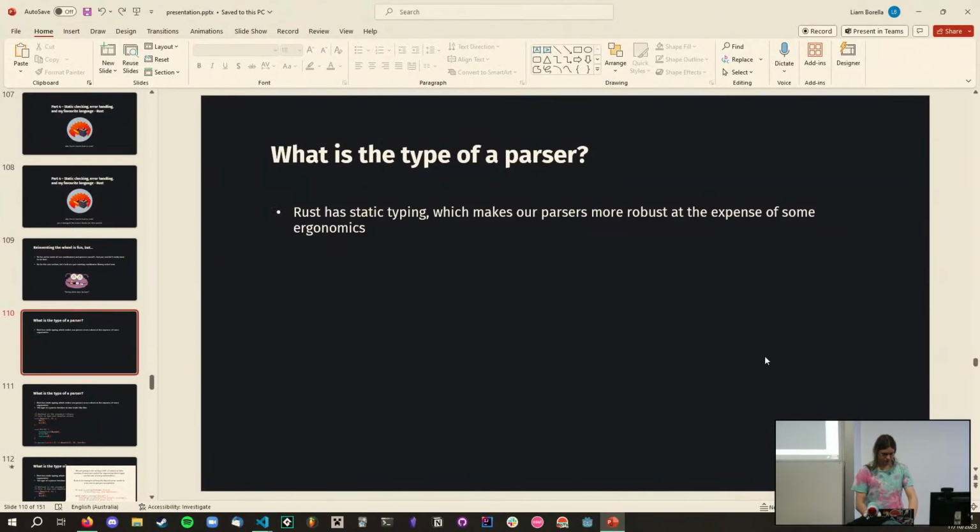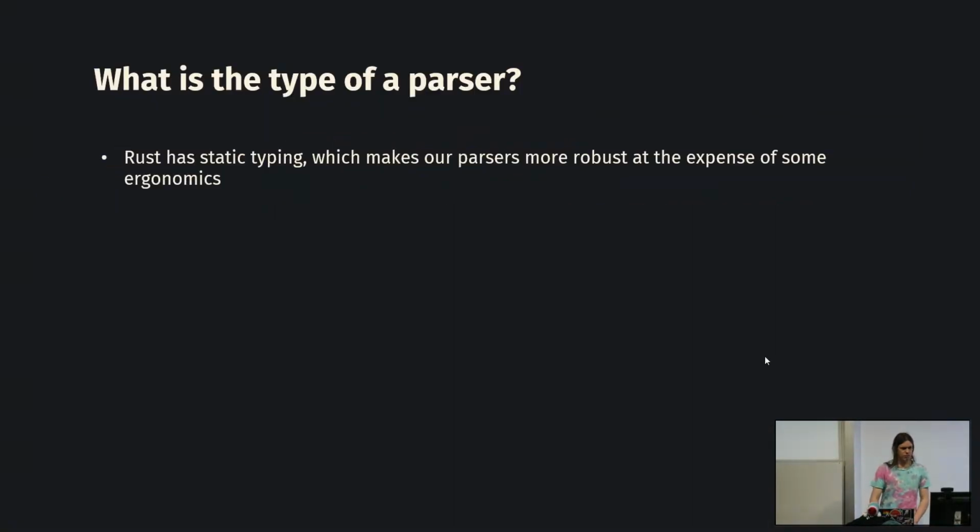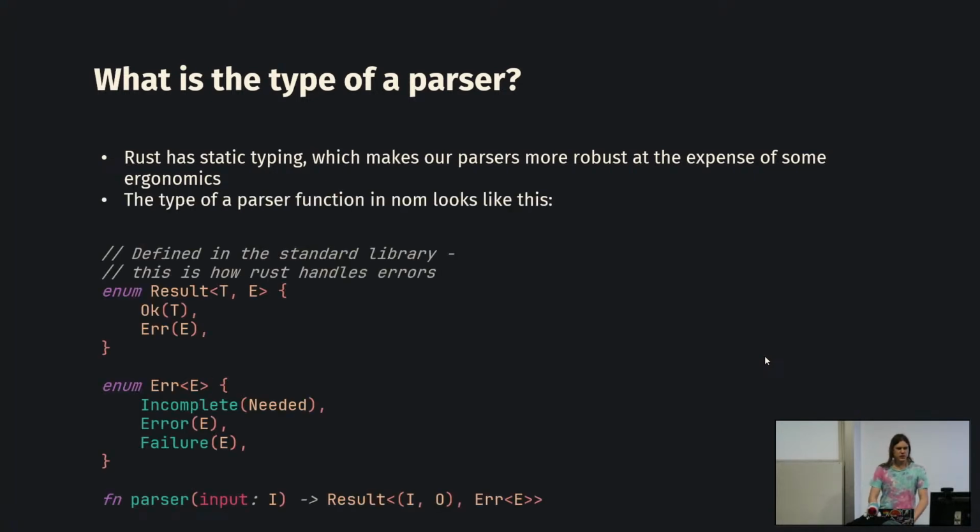Rust has static typing, unlike JavaScript, which has no typing, which makes our parsers more robust at the expense of some ergonomics, because we're not going to be able to just return a list containing other lists. We'll have to do some more complicated stuff. We're not going to rewrite the recursive list. I don't know if I have time, but yeah, it's interesting. But we can still do some typing stuff here. So this is a lot to take in. But let's have a look at this.